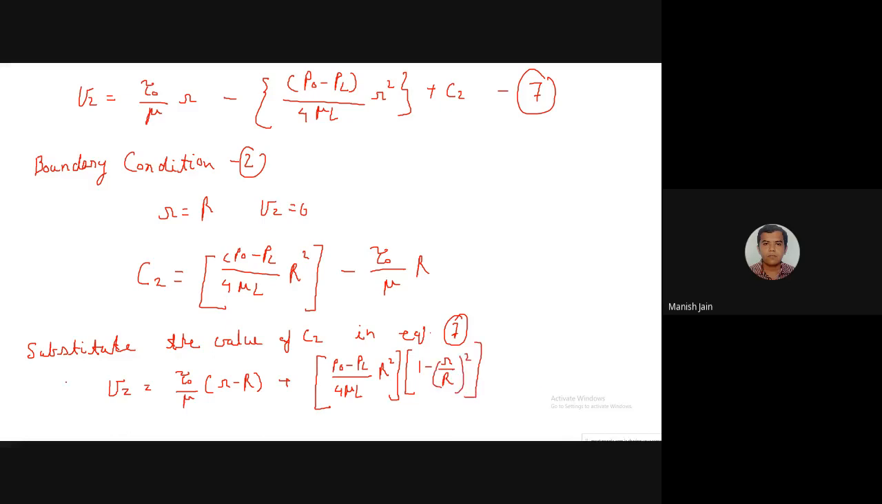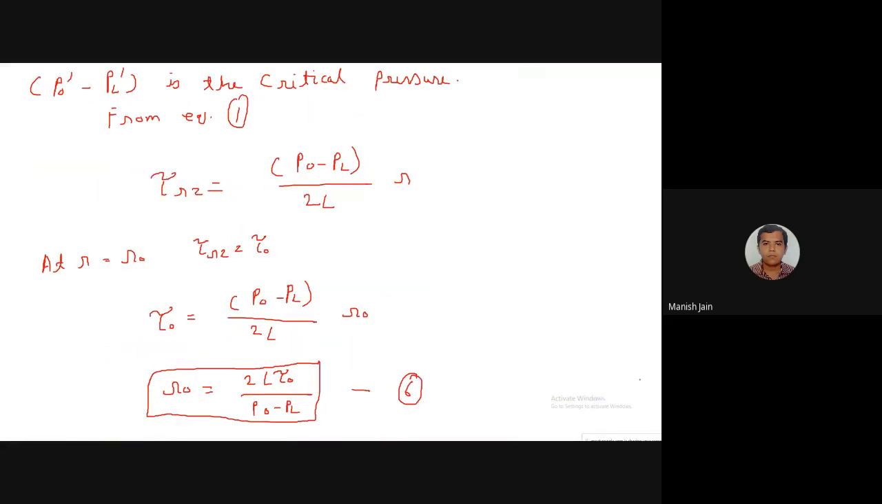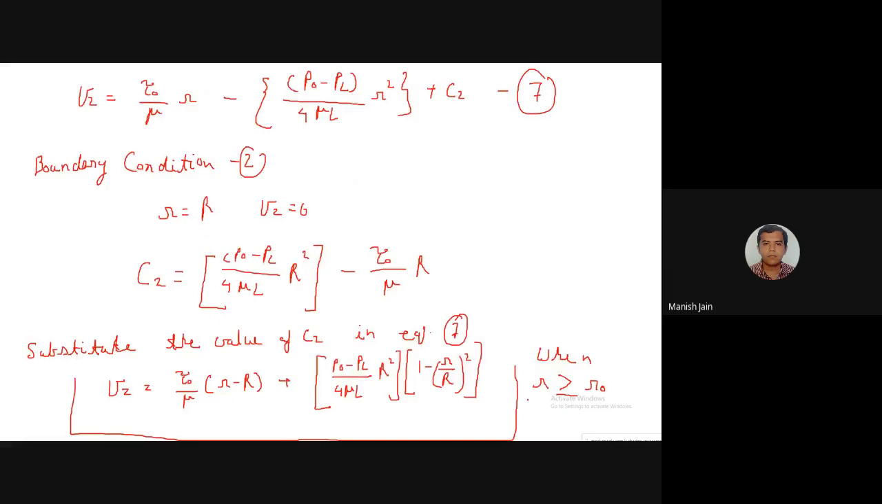So this is the velocity profile when R is greater than or equal to R naught. And R naught should be equal to 2L tau naught divided by P naught minus PL, that is, R naught equals 2 tau naught L divided by P naught minus PL. So these are the quantities.